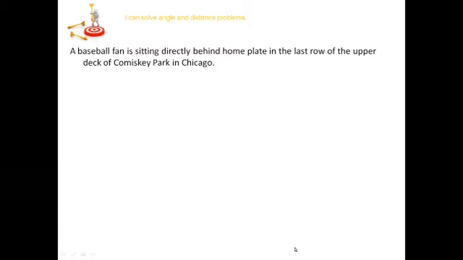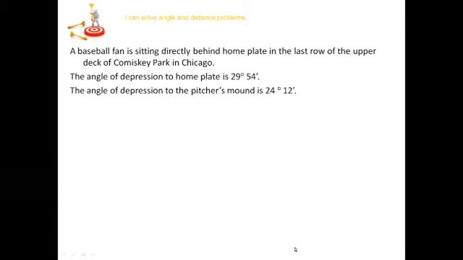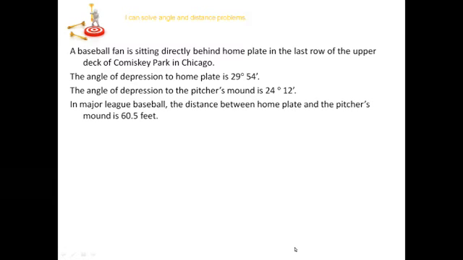Okay, let's do some real world problems here. I have a baseball fan sitting directly behind home plate in the last row of the upper deck of Comiskey Park in Chicago. The angle of depression to home plate is 29 degrees 54 minutes. The angle of depression to the pitcher's mound is 24 degrees 12 minutes. In Major League Baseball, the distance between home plate and the pitcher's mound is 60.5 feet. How far is the fan from home plate?